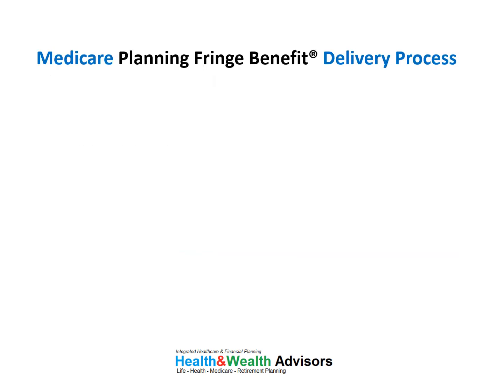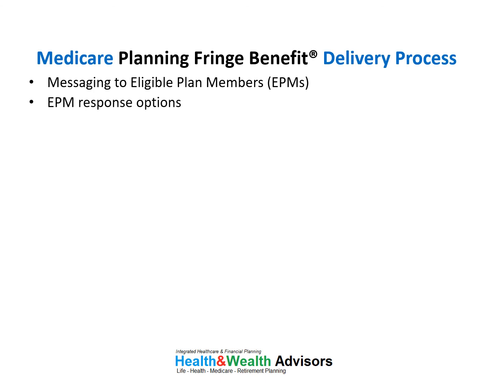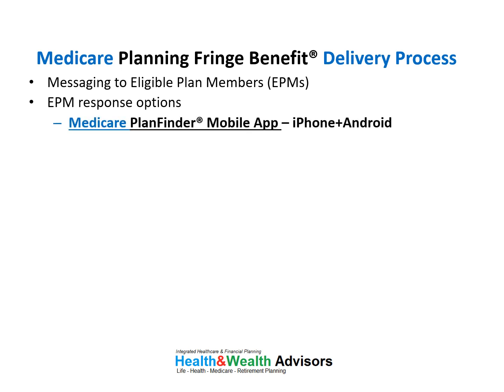The Medicare Planning Fringe benefit delivery process starts with messaging to eligible plan members. The promotional plan is prepared by the project coordinator, which will identify the communication strategies and resources necessary to accomplish the goal. Eligible plan members will have several methods to respond, which will result in the completion of the Medicare Fact Finder.